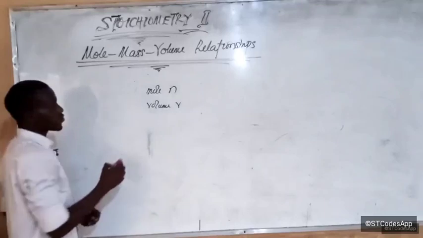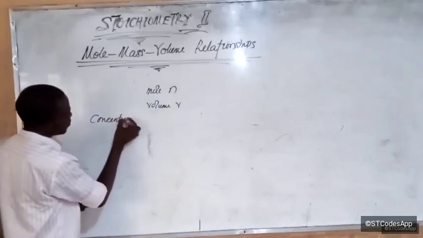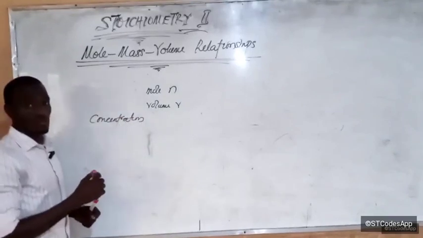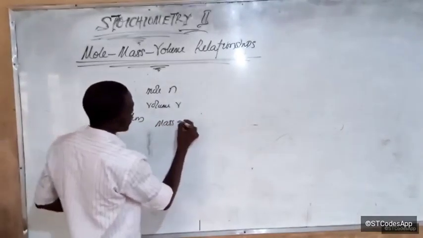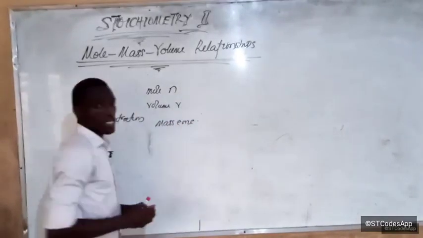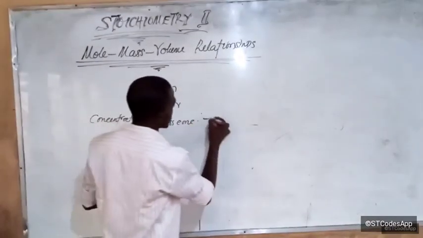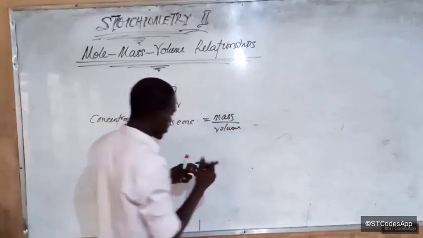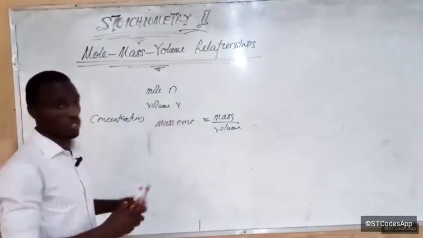Now concentration, there are two types of concentration. We have a molar concentration and a mass concentration. So when we have a mass concentration, it's going to be what? Mass concentration is going to be in grams, or mass per volume. That is mass concentration. It is similar to density in physics.